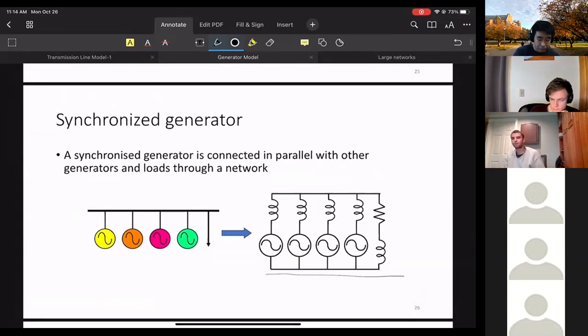And from a system point of view, it's often the case that they look like a parallel connection, because you have some line connected to a load, some other line connected to a load, you have a generator to ground, you have another generator to ground. So all of this looks like a parallel connection to us. Synchronous generators connect in parallel.